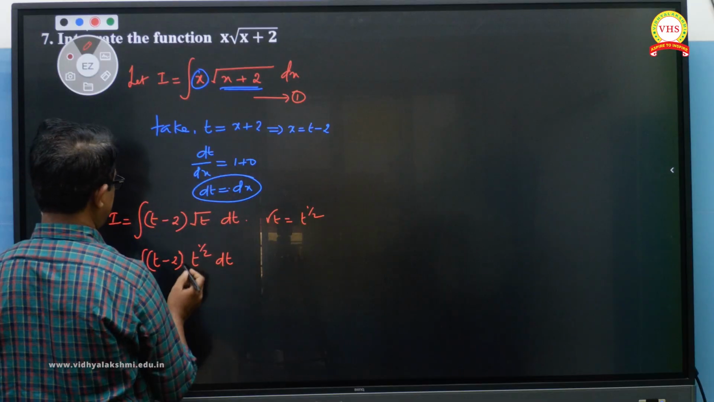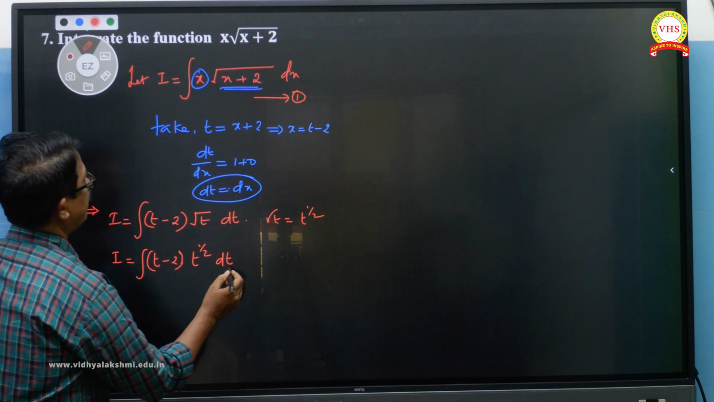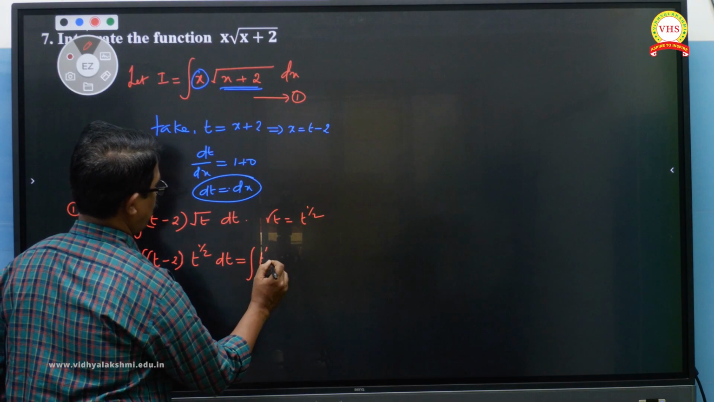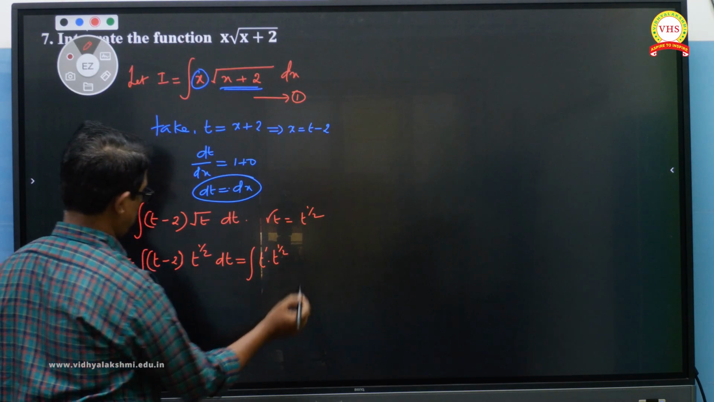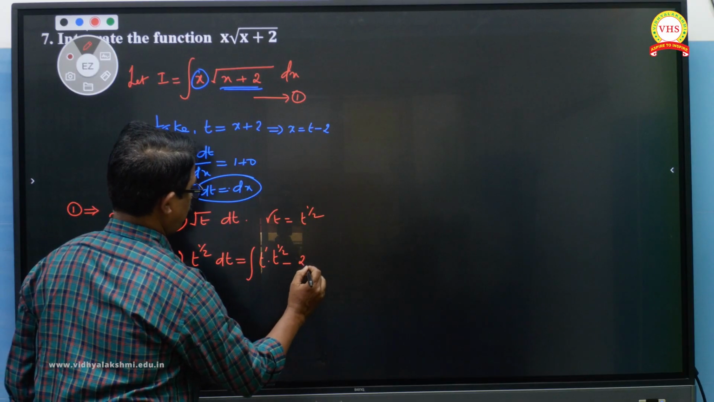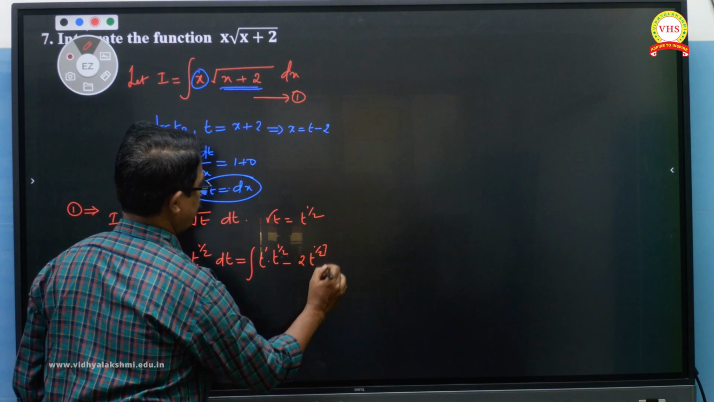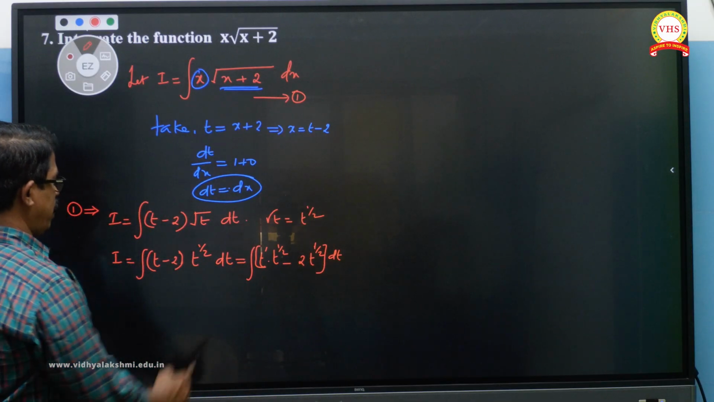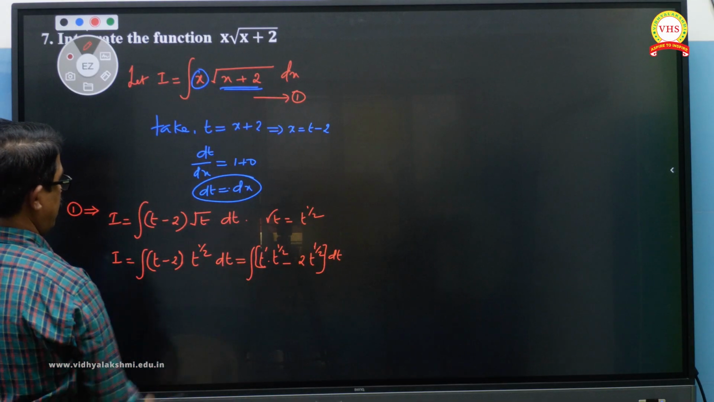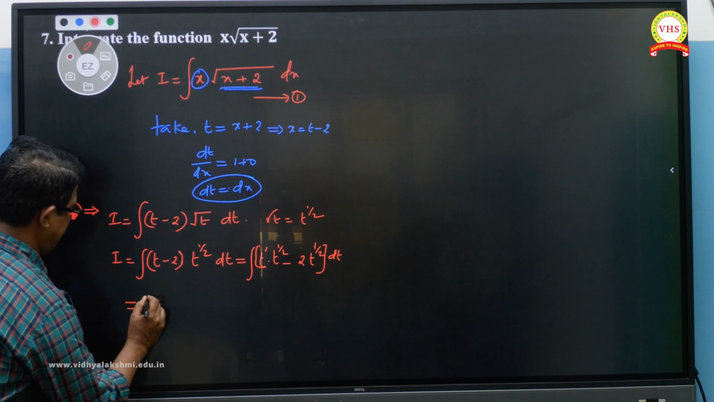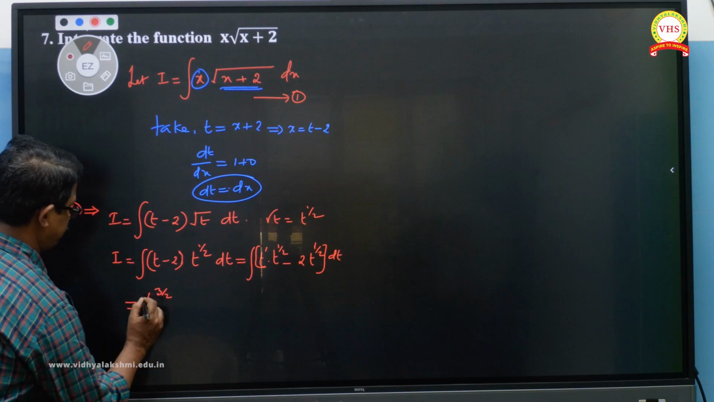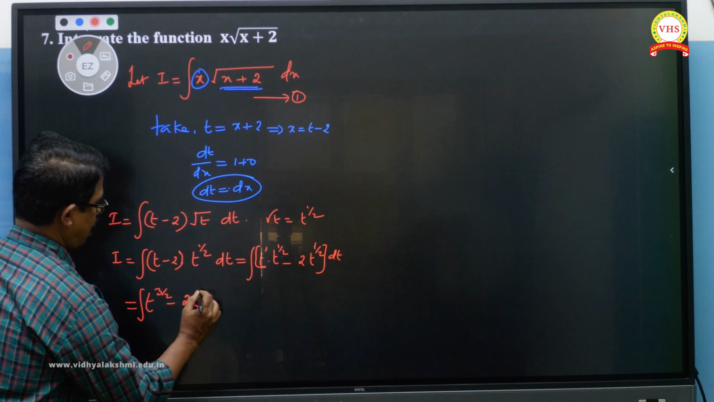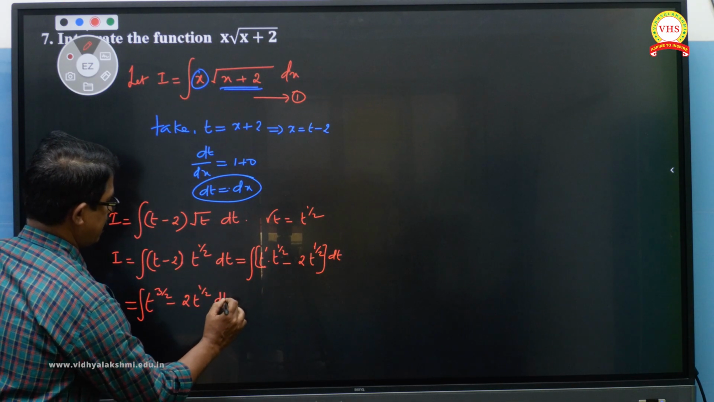Now take the t inside. What do we get? That is equal to the integral of t to the power of 1 into t to the power of 1 by 2, and then minus 2 into t to the power of 1 by 2 into dt. Are you okay? Now the base is common, so the powers add: t to the power of 3 by 2. Any doubts? Minus 2 into t to the power of 1 by 2 into dt.